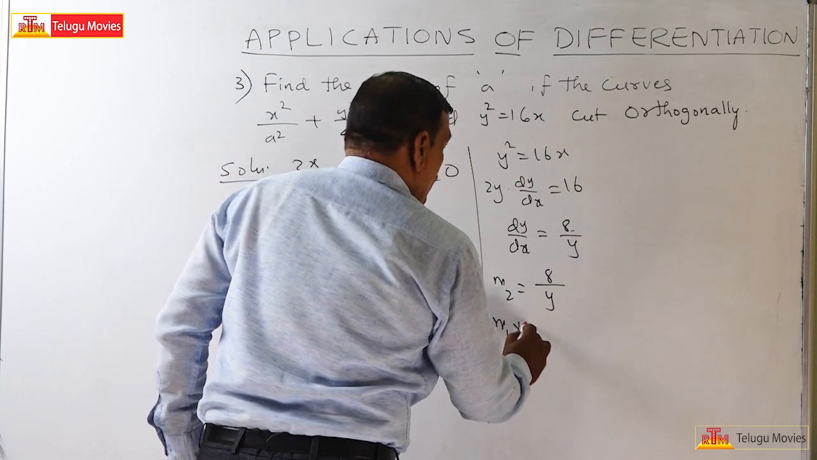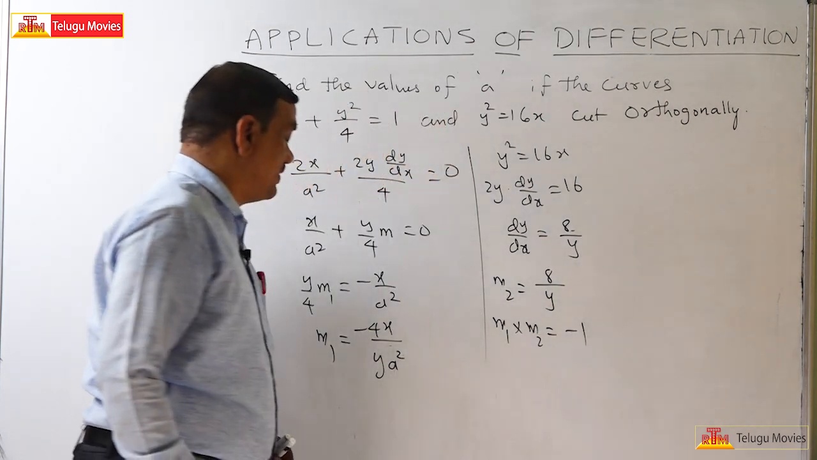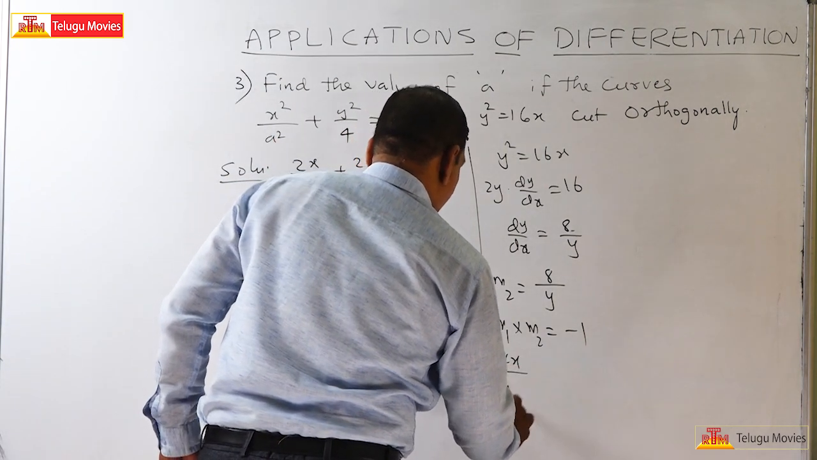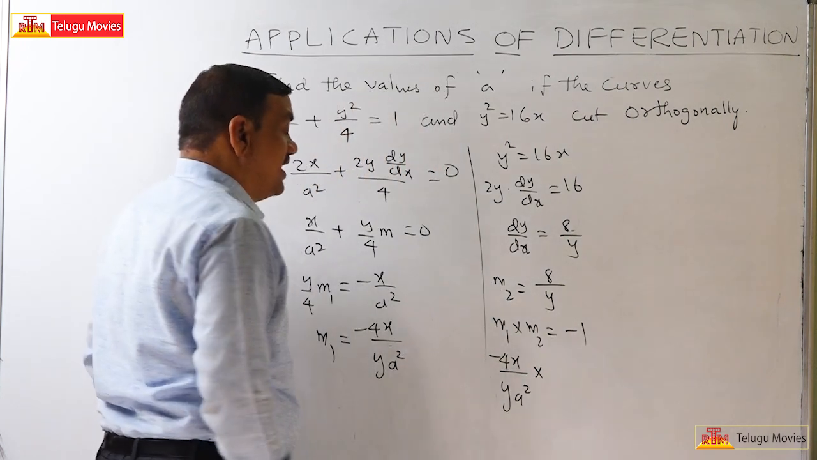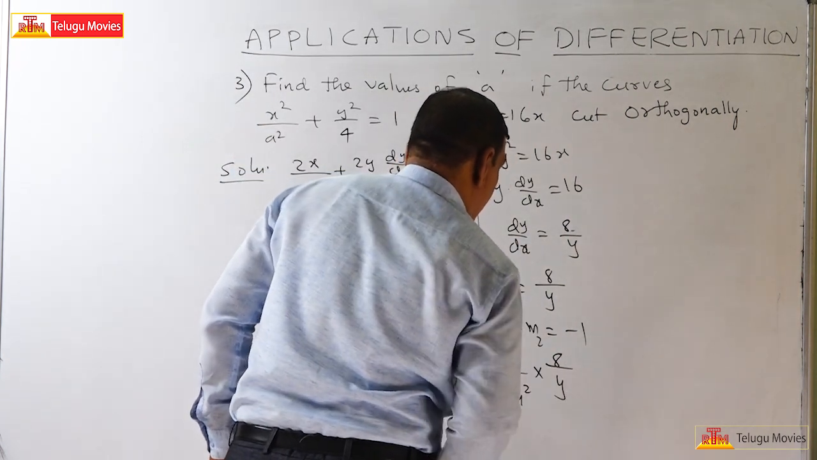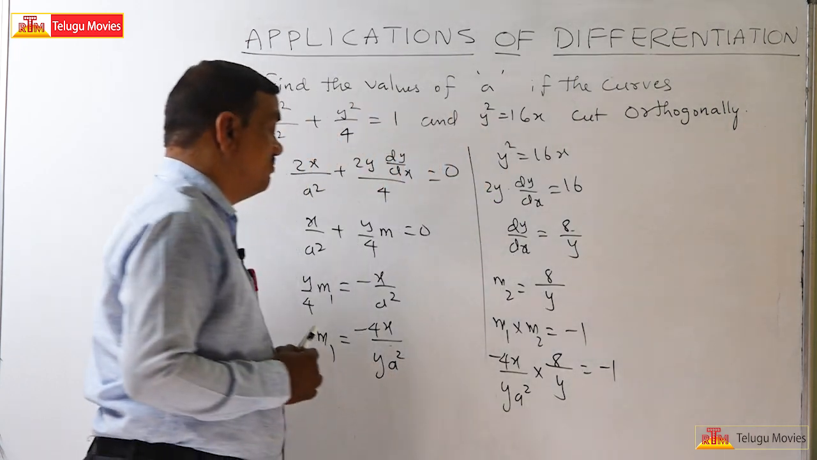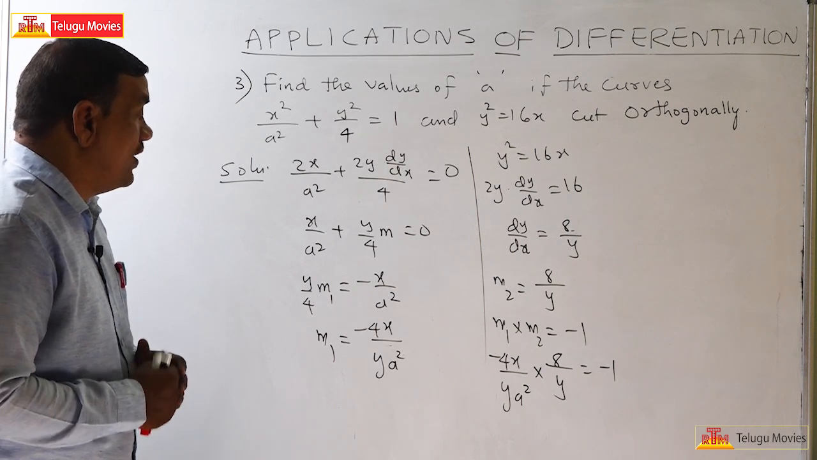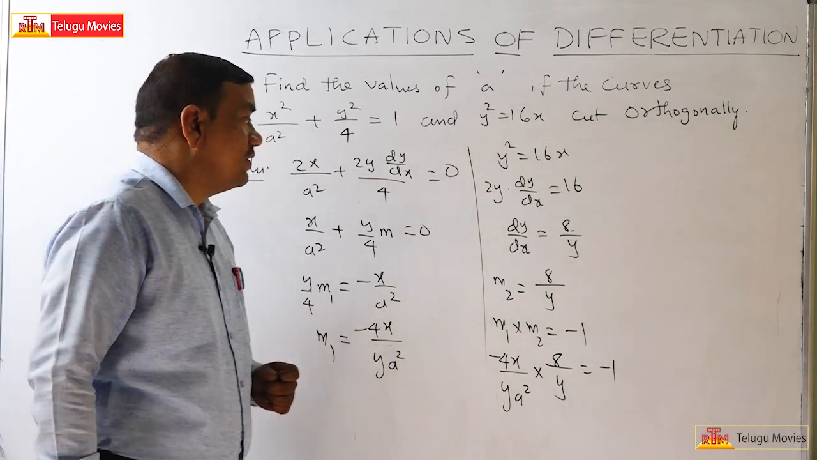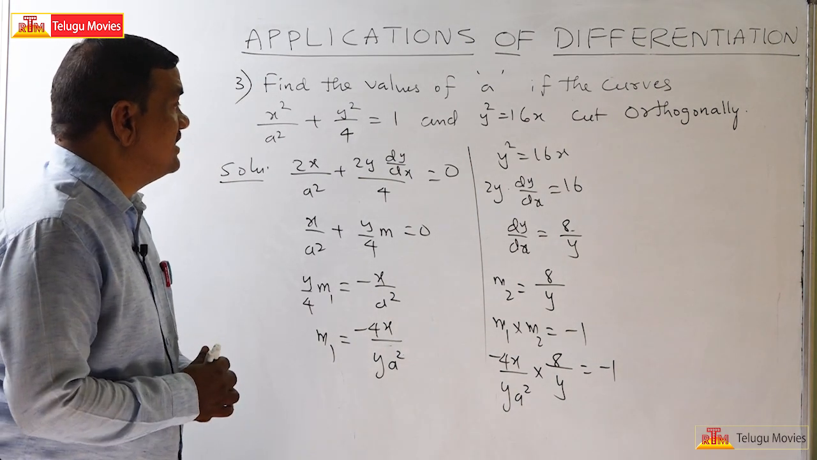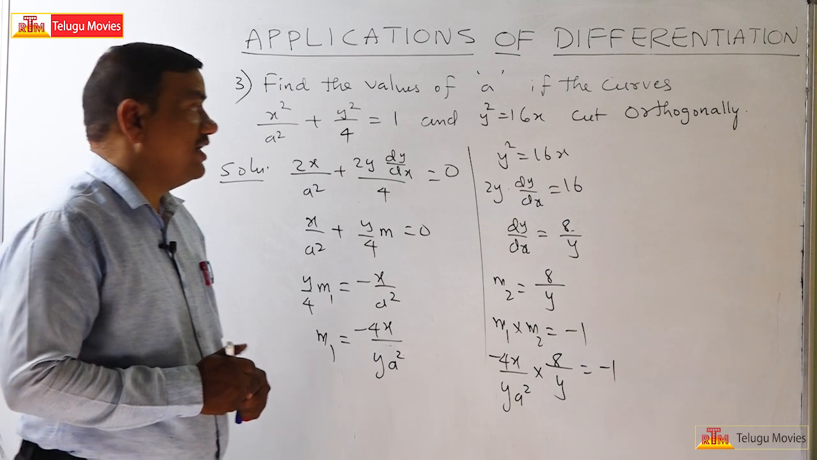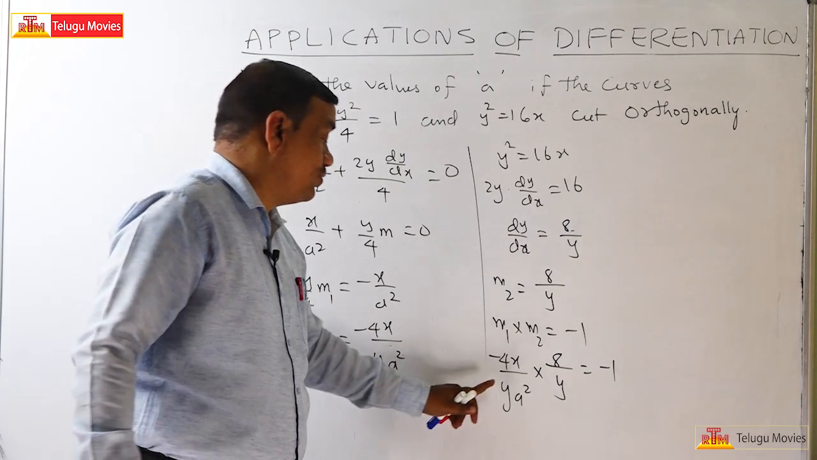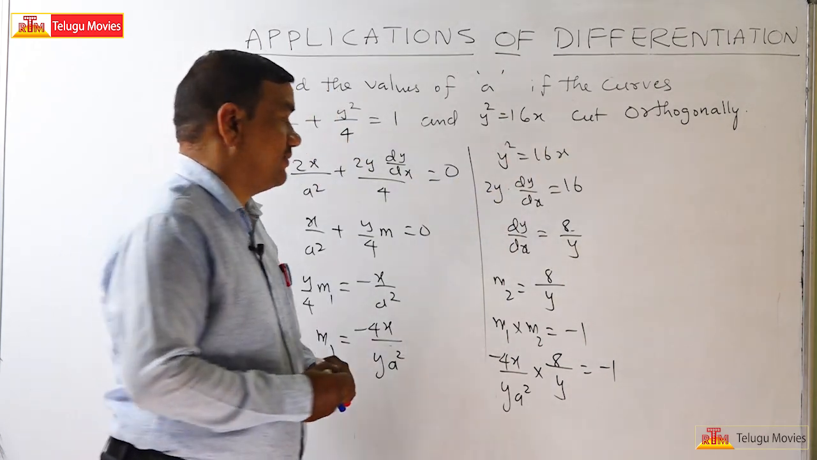Therefore we have m1 into m2 is equal to minus 1. What is m1? This is equal to minus 4x by y a square, into what is m2? 8 by y, is equal to minus 1. Minus 4x by y a square into m2 value 8 by y. Are there any more cancellations? Let us see here. Y square value is equal to how much? 16x. Let us substitute y square value equal to 16x.